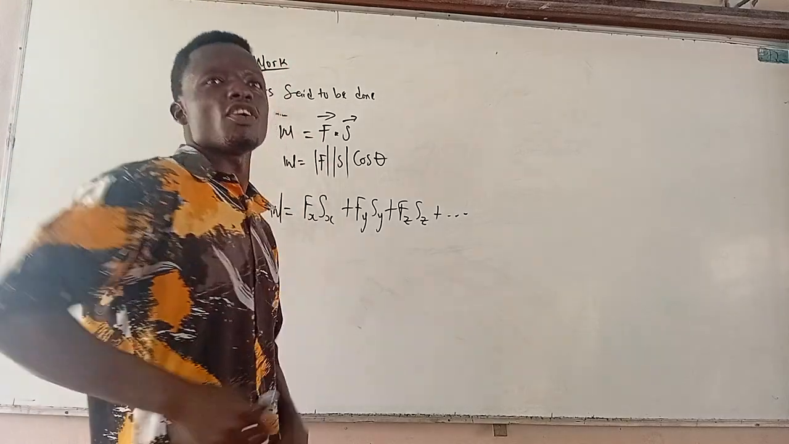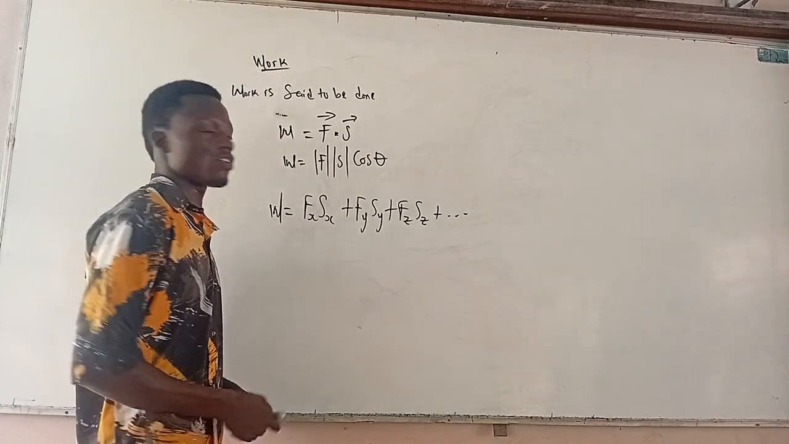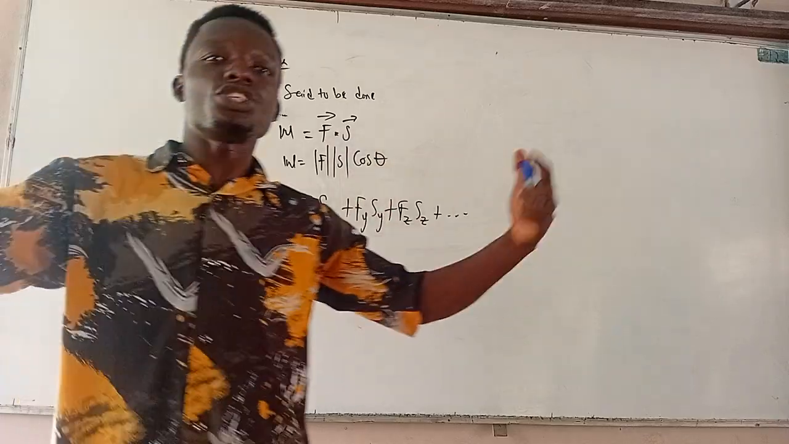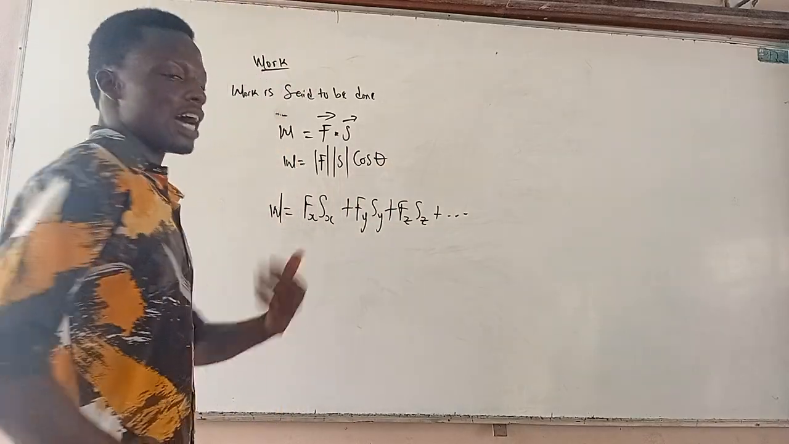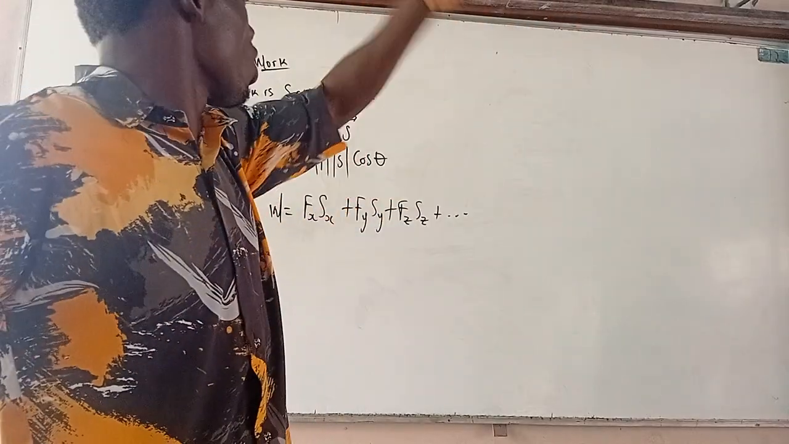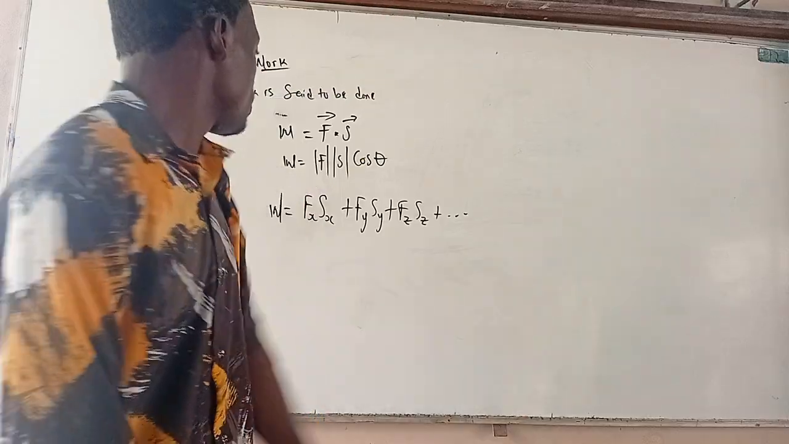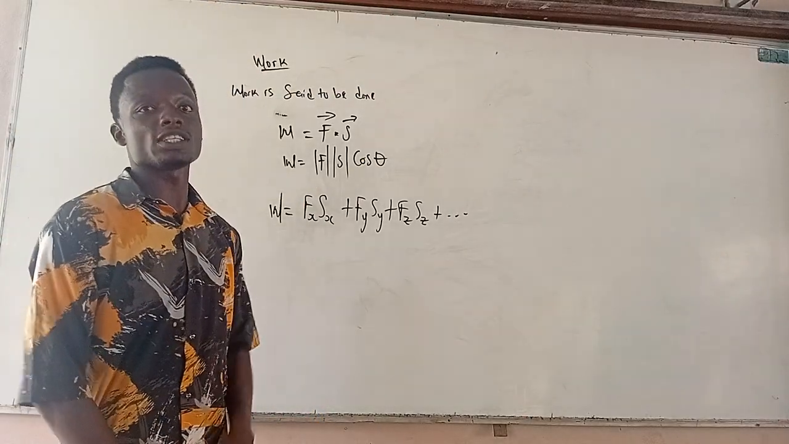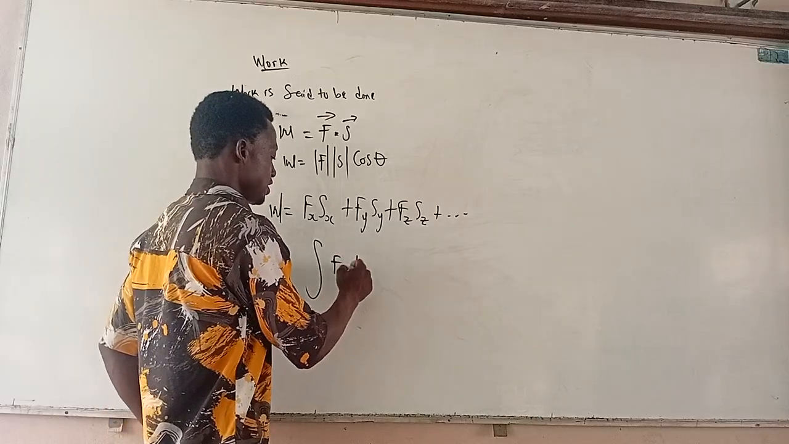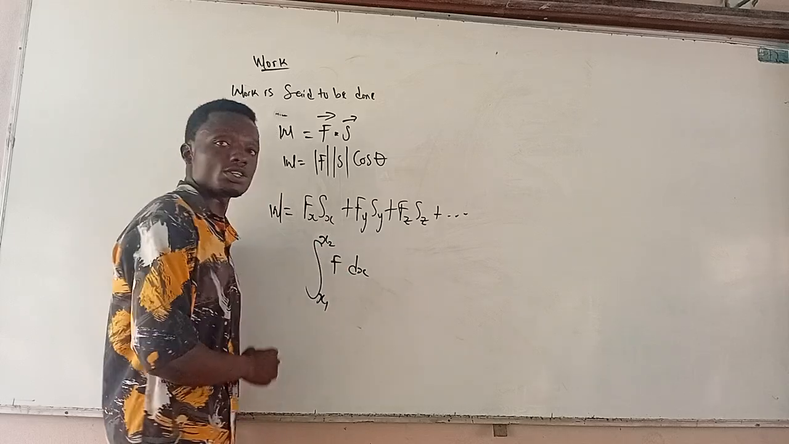And if the force is not constant over a displacement or over a distance, you are doing a continuous addition, because as you are applying the force, the distance is changing. So to get the total work done, you are going to add all the work done at each point. In the course of doing that, you are integrating. It's going to give you the integral of F dx from lower limit x1 to upper limit x2.